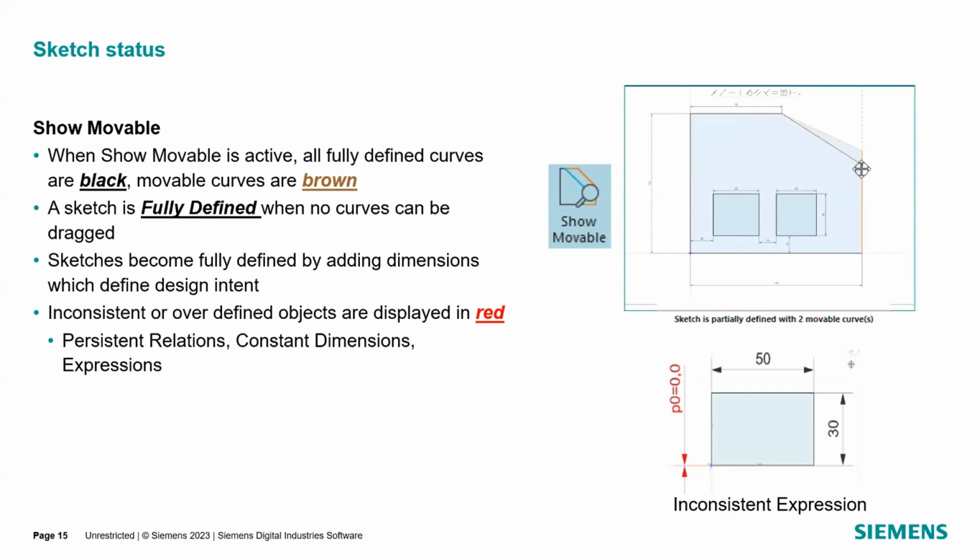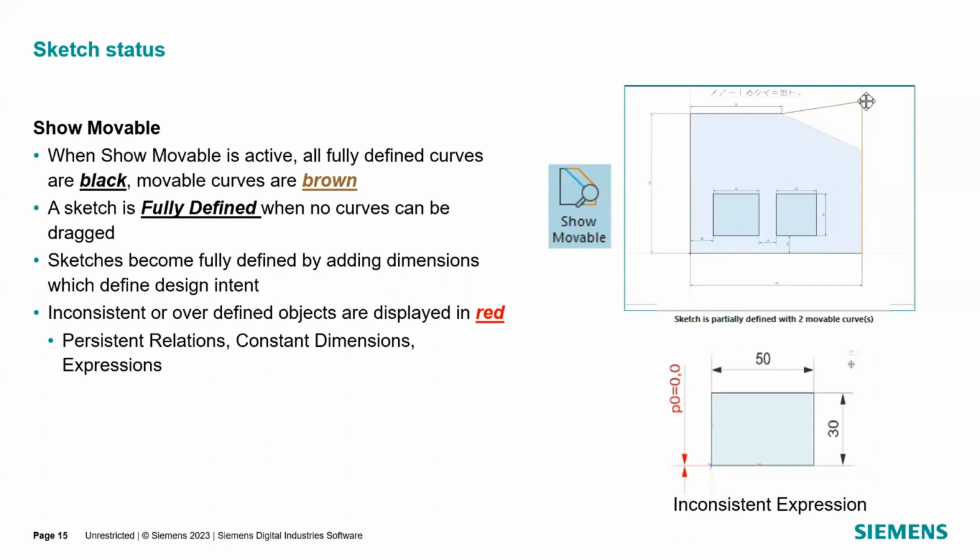Also, sketch status, right? There's a button you can turn on. It says show movable. So when we're creating the sketch, everything that is in black is fully defined, so it shouldn't move around. The curves that can move will be in brown. As you can see in this little example here, when I select those curves, I can drag those around the sketch, no problem. But you see everything else stays put, right? It's already constrained. It's not going to move around.